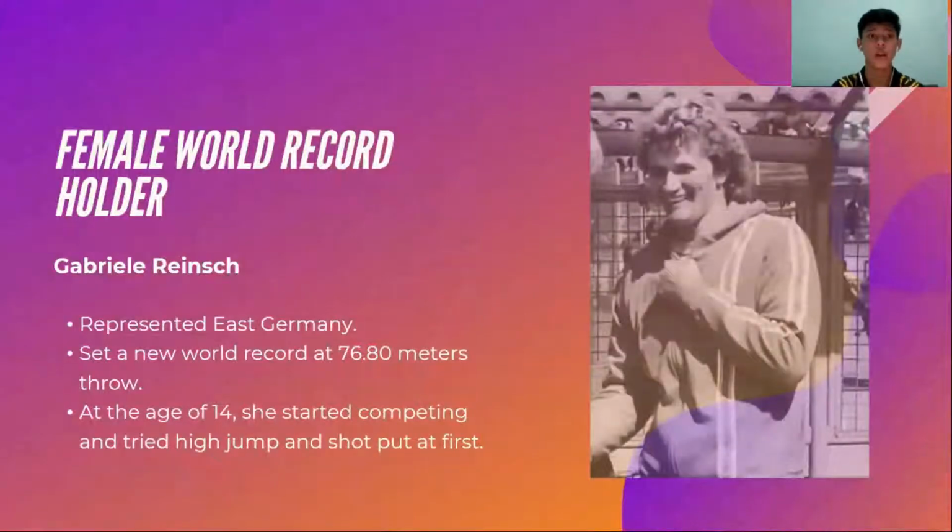Next one is Gabriele Reinsch. She is the female world record holder. She represented East Germany in the 1988 Olympic Games. In the same year, she set a new world record with a 76.8 meters throw, but it was not at the Olympic Games. It was at a tournament in Italy. And at the age of 14, she started competing and tried high jump and shot put at first, and then she switched to discus throw.